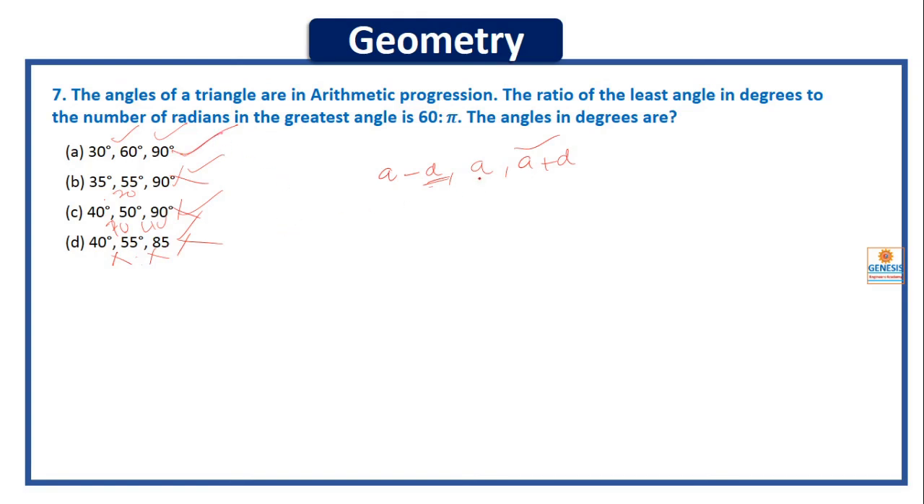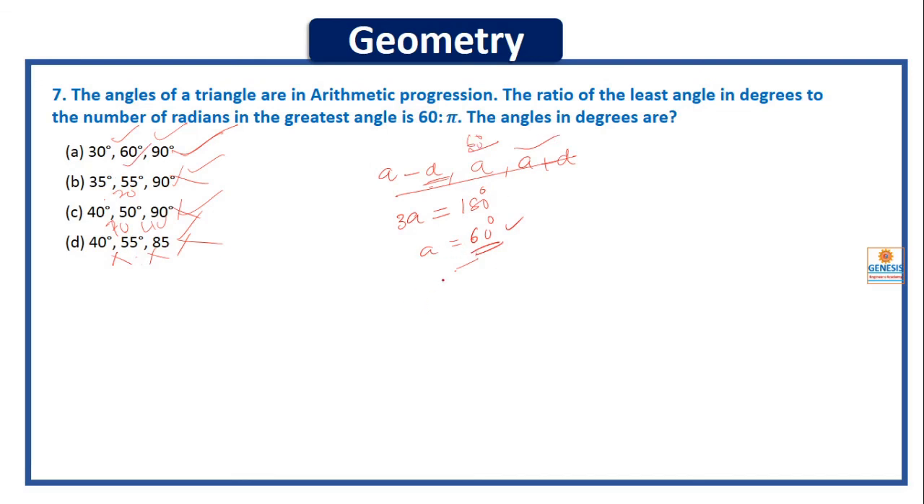You understand my point? So what is the sum of the angles? The sum of these angles, A minus D, A, A plus D, happens to be 3A. So A is equal to 60 degrees. A is 60 degrees. Okay. So the middle is 60.